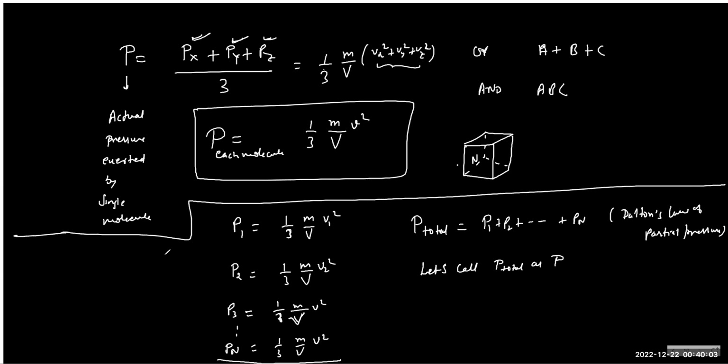So this part is done here. So for n molecules in a cluster, let's call P total as P. So the total P turns out to be how much? 1/3 of m by V, V1 square plus V2 square plus what? Can we say Vn square? Tell me, guys, yes or no? Yes, sir. And now we are done.